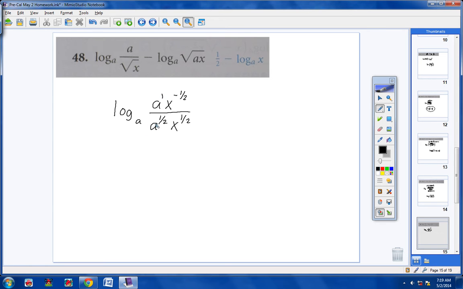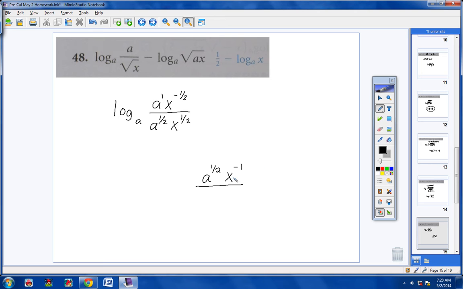Well, what I've taught you to do is when you have one term up top and one term in the bottom, which you do, and you have like bases, a and a, you write the base once in the numerator and you subtract. So 1 minus 1/2 is a to the 1/2. Then, same thing with your x's, okay? We're going to put the x right here. And what we would have is negative 1/2 minus 1/2, okay? Which is going to give you a negative 1. Negative 1/2 minus 1/2, negative 1.